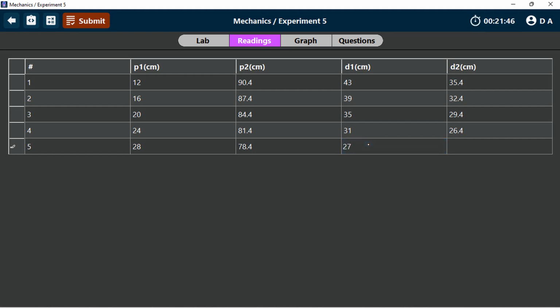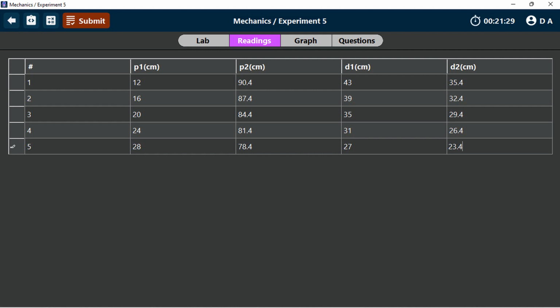So what's D1? D1 will simply be 55 minus 28, which will give 27. Then what about D2? D2 will be 78.4 minus 55, and that will give 23.4. So now we are done with the table of readings.